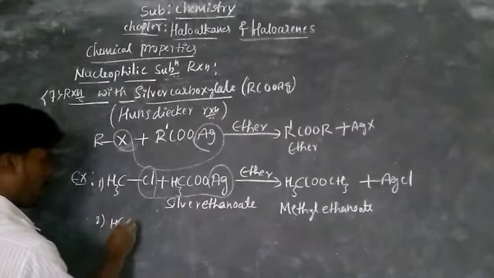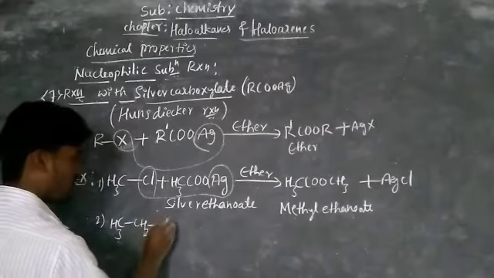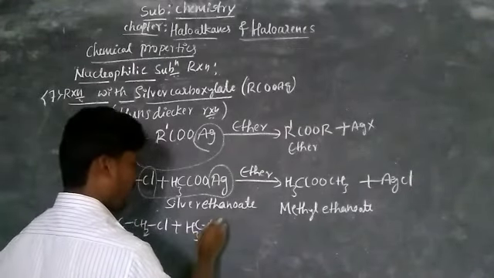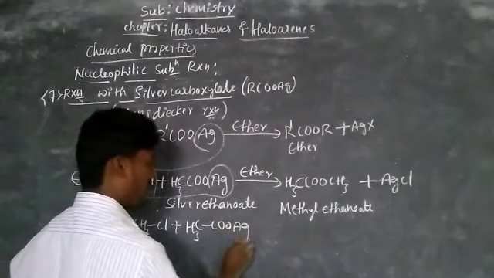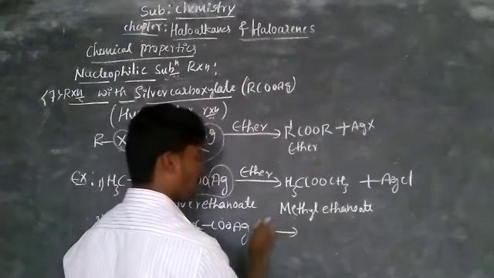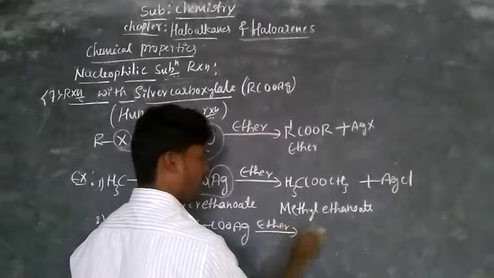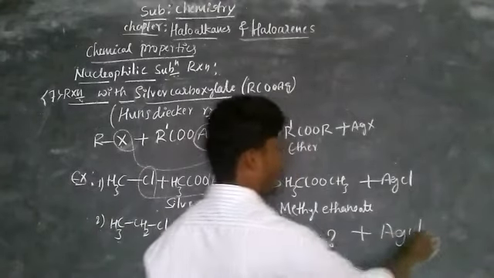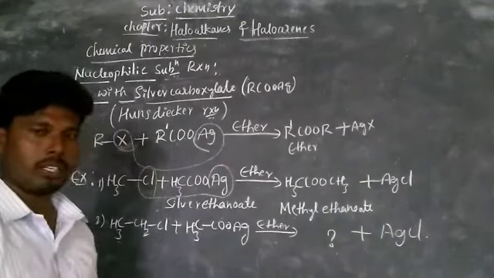Similarly, take as homework CH3CH2Cl, chloroethane, which reacts with CH3COOAg, that is silver ethanoate, in the presence of ether. Write the product. The byproduct is silver chloride. So complete this one as homework.